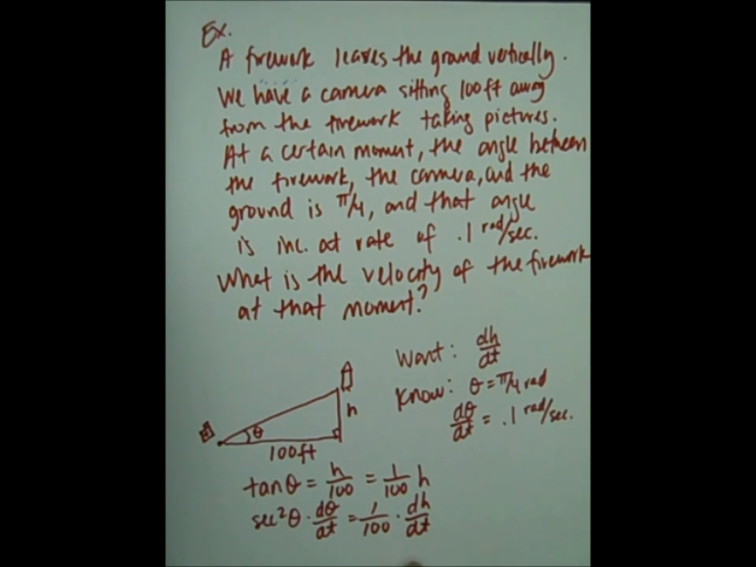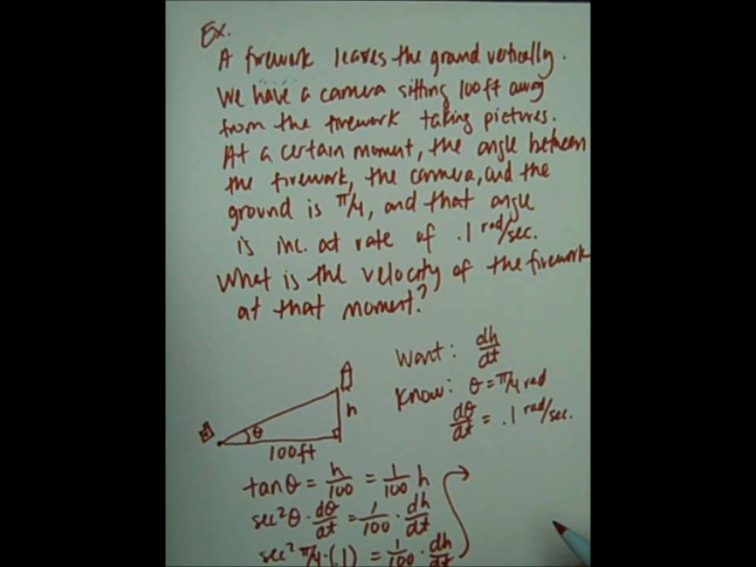Now I'm going to plug in and solve for the dh/dt that I wanted. So theta was pi over 4, so I'll get secant squared of pi over 4 times d theta/dt was 0.1 equals 100 times dh/dt. Continue this up here. So let's see, secant squared of pi over 4. Secant is the same as 1 over cosine. Cosine of pi over 4 is square root of 2 over 2. So if I square this, I'm going to get 4 over 2, which is 2, I do believe. So I'll get 2 times 0.1, which is 0.2.